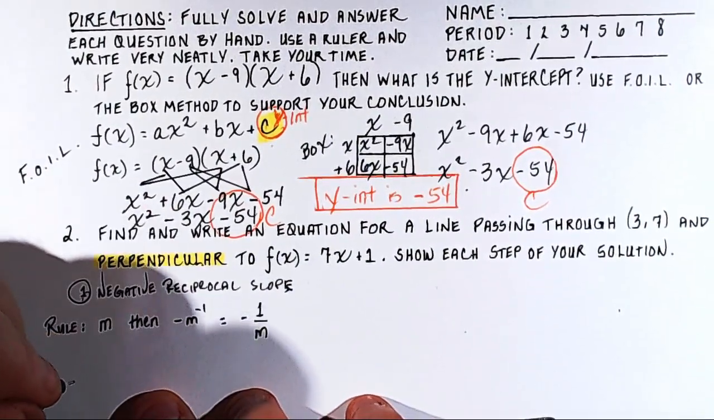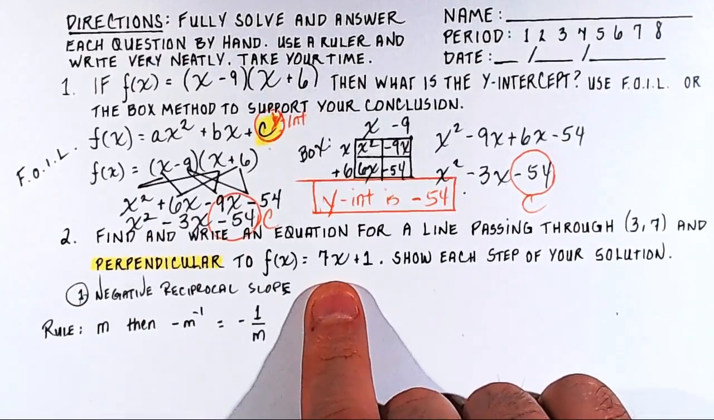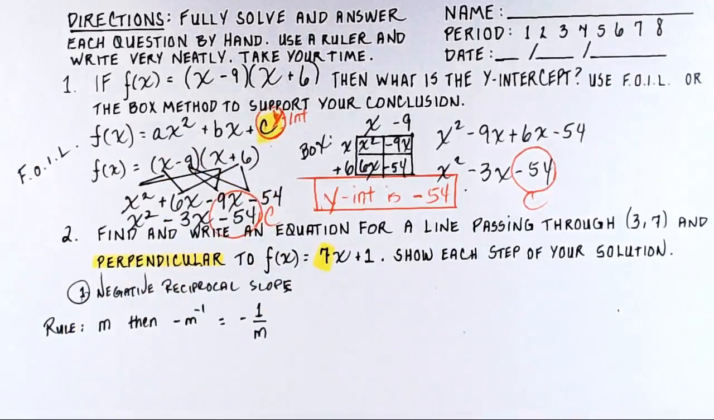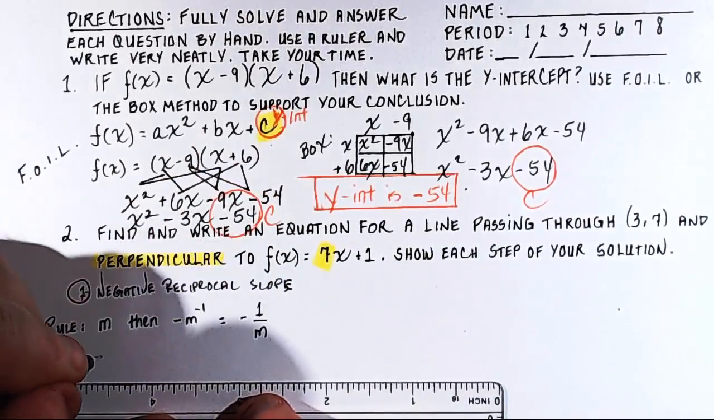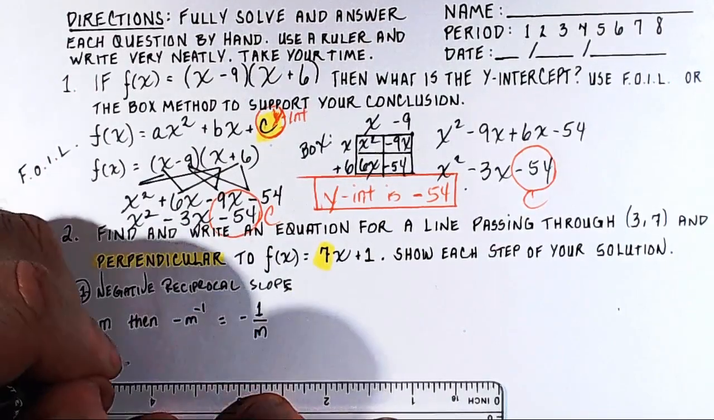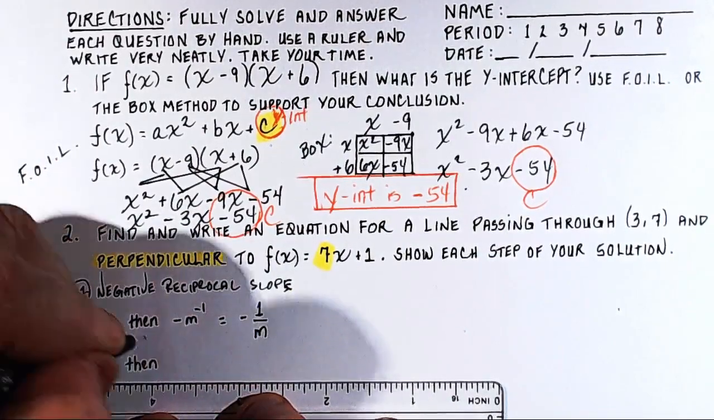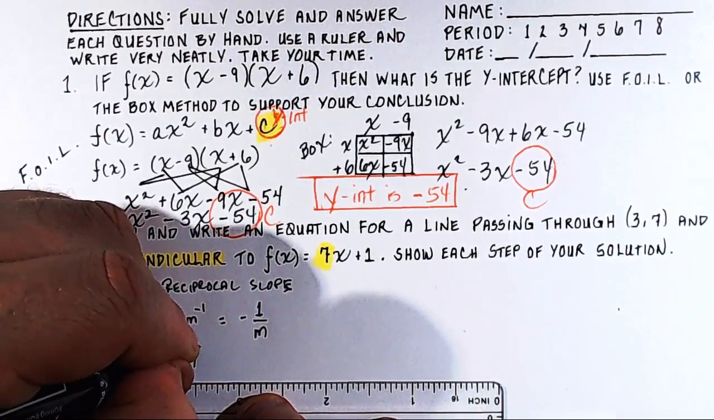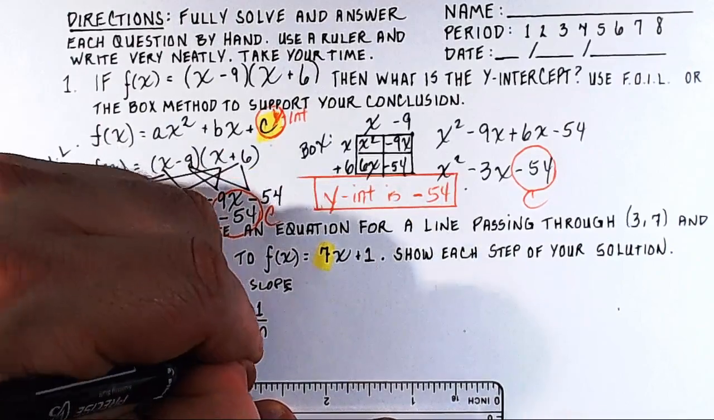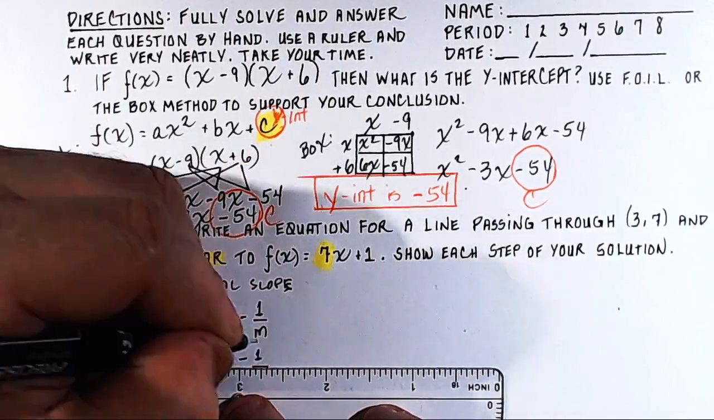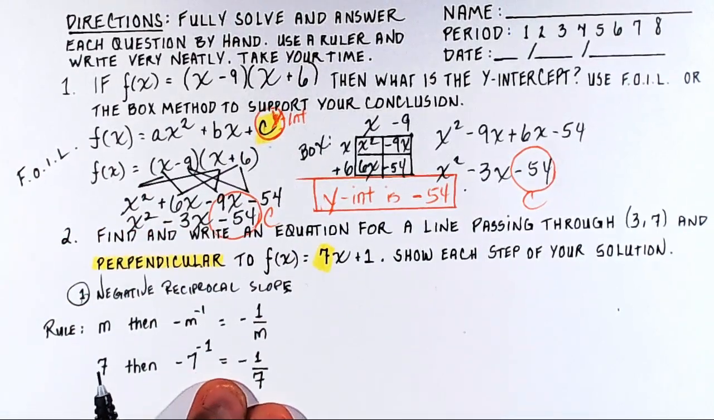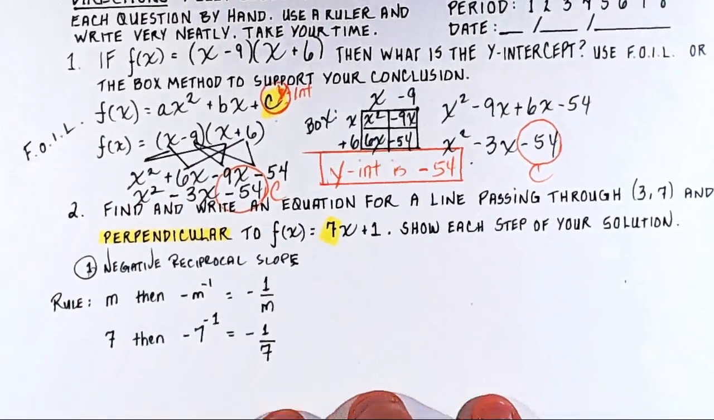What slope were we given? Right here. We were given a slope of 7. So I'll plug in here, rule. If 7, then the negative reciprocal of 7 equals negative 1 over 7, negative 1/7. That is the slope of our perpendicular line.